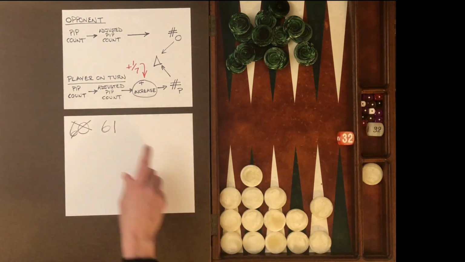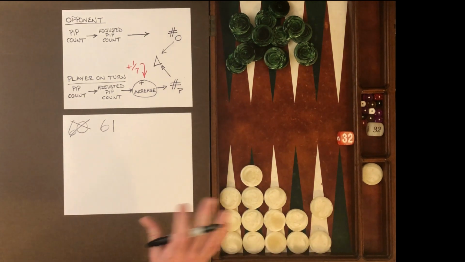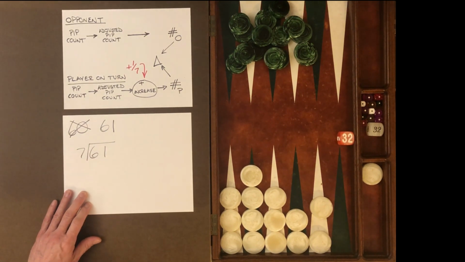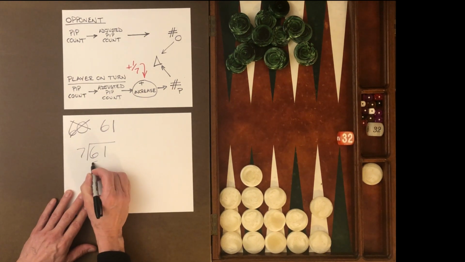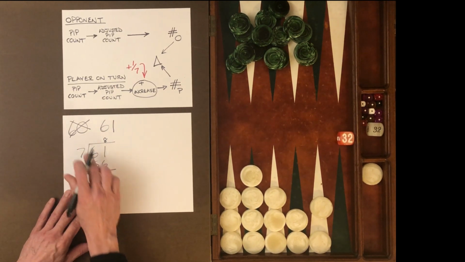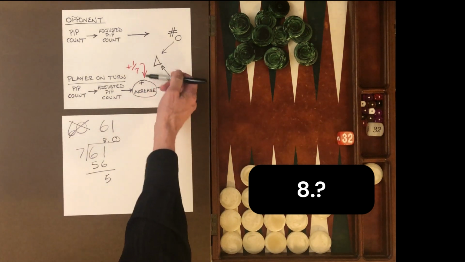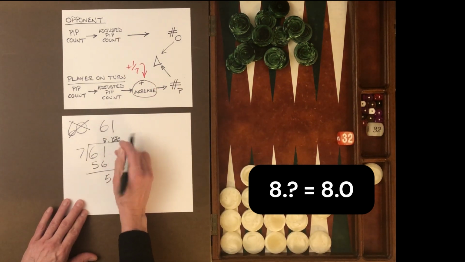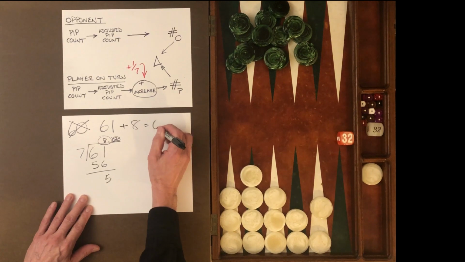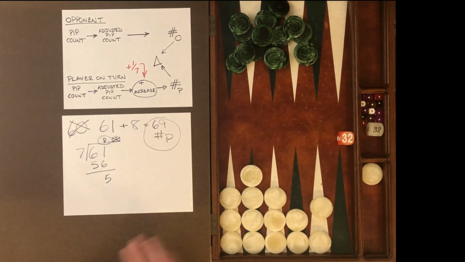Now we're going to add 1/7 of 61 and round down. Now this is not the way I like to do it, but just to demonstrate, this is the longhand way of doing it. Our number is 61. We're going to divide by 7. And that would be 8/56. And that's it. So it's going to be 8 point something. But we're going to round down from the 1/7, so it doesn't matter what the decimal is. 8's our answer. So 61 plus 8 equals 69, and that is the keys count number for the player on turn.